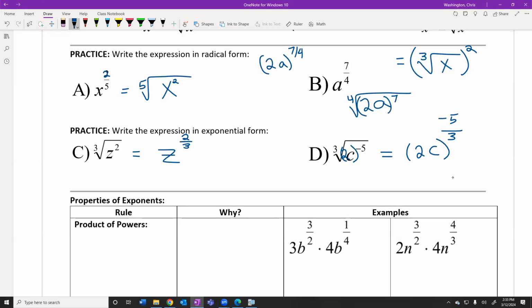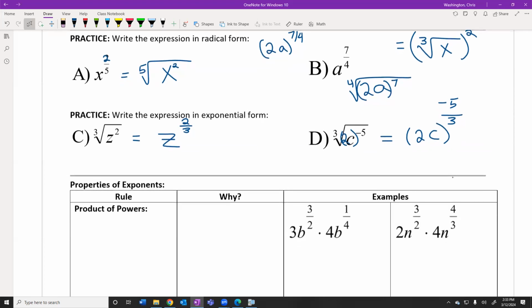You'll see at least 2 questions on your test coming from that section. Rewrite as a radical, rewrite as an exponential. Is there really a whole lot more for me to do to teach you that? No, it's just this relationship that we need to know between the 2.